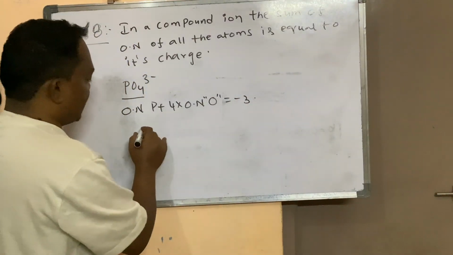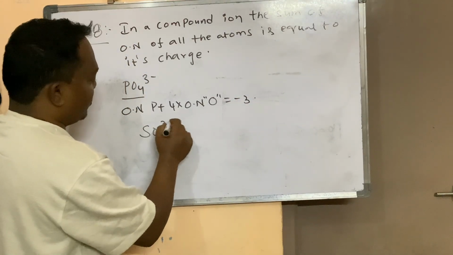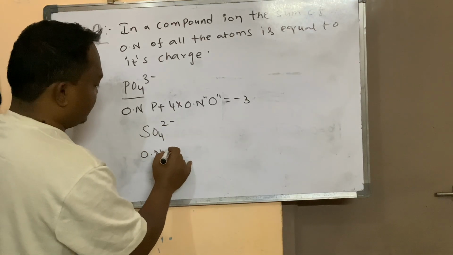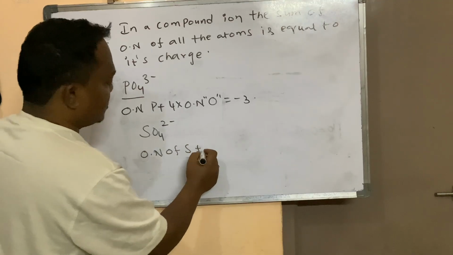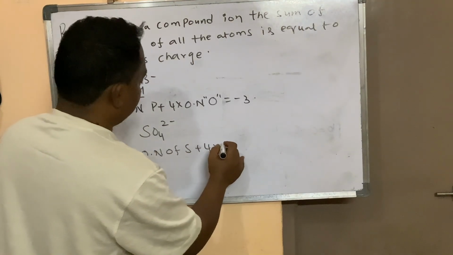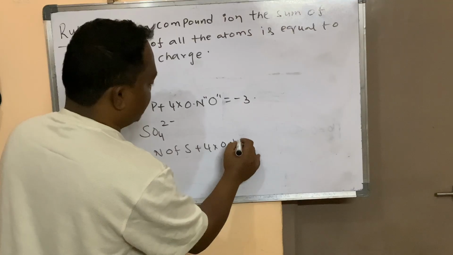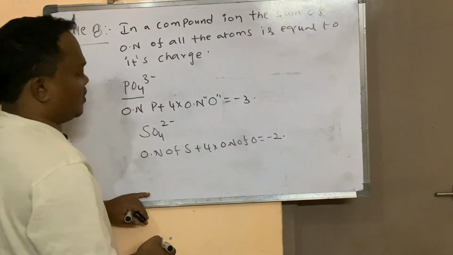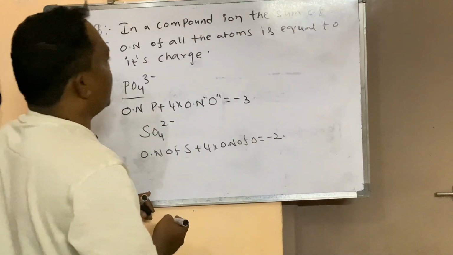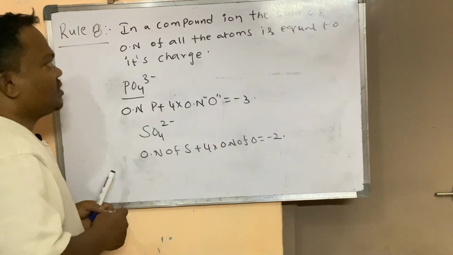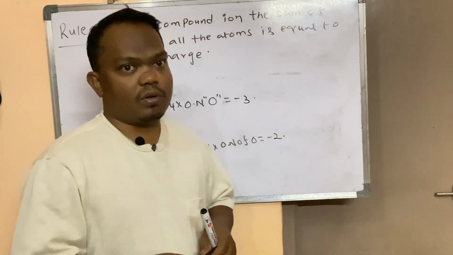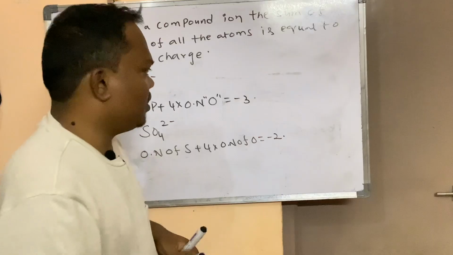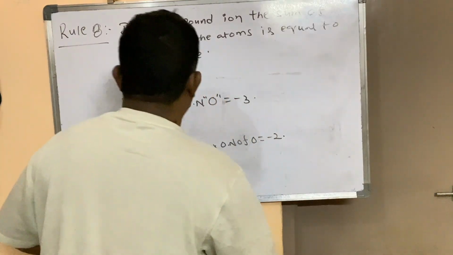Let me go with one more example, the sulfate ion. The oxidation number of sulfur plus 4 times the oxidation number of oxygen is equal to minus 2. Okay, so this is rule number 8. Apart from that, there are some more rules at the advanced level. So we have one more rule for halogens.